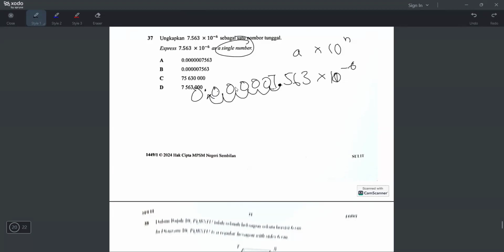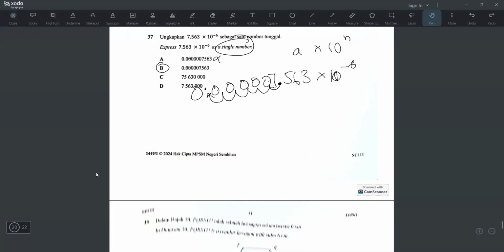0.000007563. How many zeros? 1, 2, 3, 4, 5. This one got 1, 2, 3, 4, 5. Okay, this one no lah. So B is the answer, right? 1, 2, 3, 4, 5. Yes. So B is the correct answer.